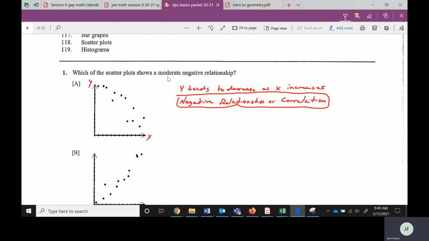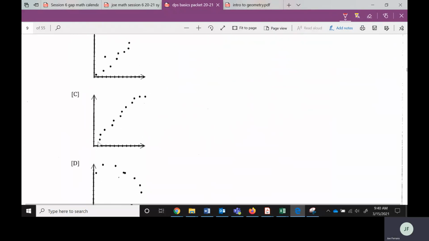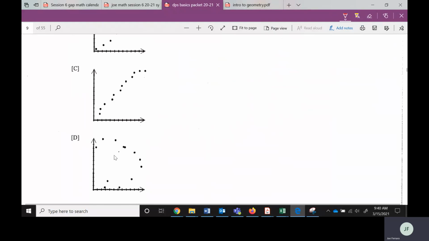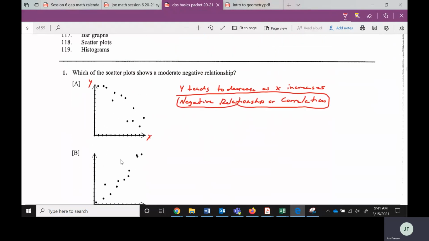Now the question here asked a moderate negative relationship. Well, if we look at our choices, the other ones, y goes up as x increases. Same here. And here there's no real pattern. So the only one that is a negative correlation or relationship is A. So this is going to be our answer, but I want to use this problem to talk about these other ones.